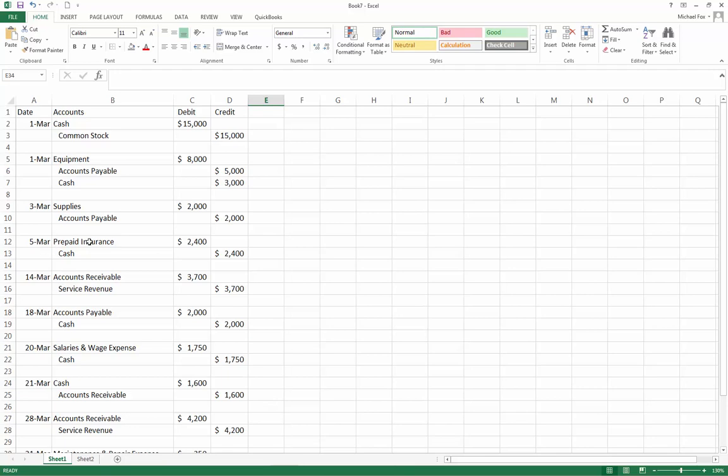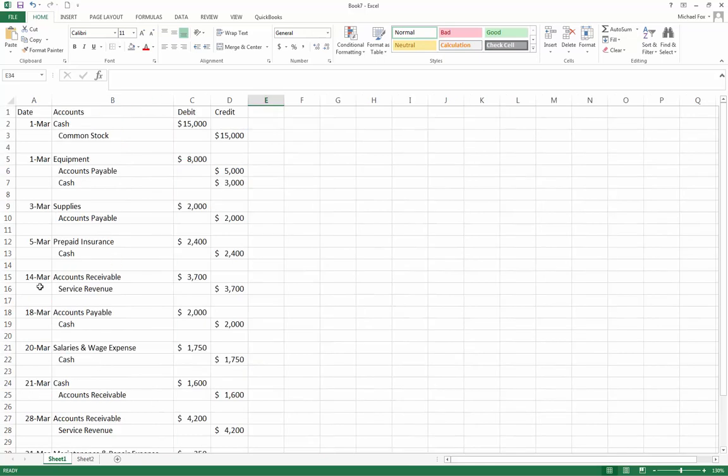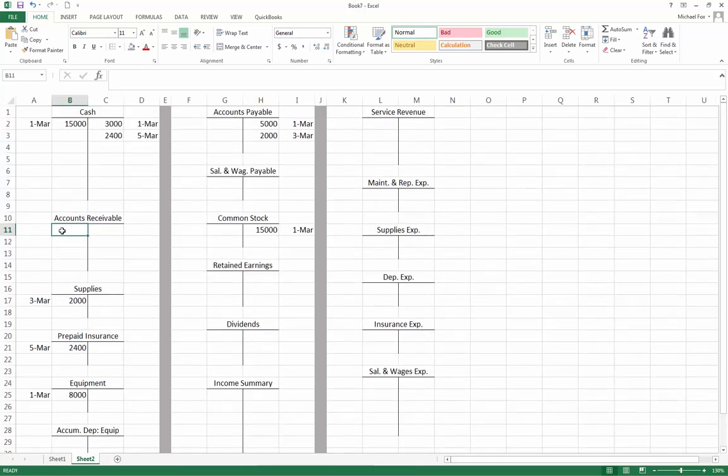On March 5th, prepaid insurance was debited $2,400 and cash was credited $2,400. March 5th. And cash. And on March 14th, accounts receivable debited $3,700, service revenue credited $3,700. So accounts receivable, and service revenue is credited.